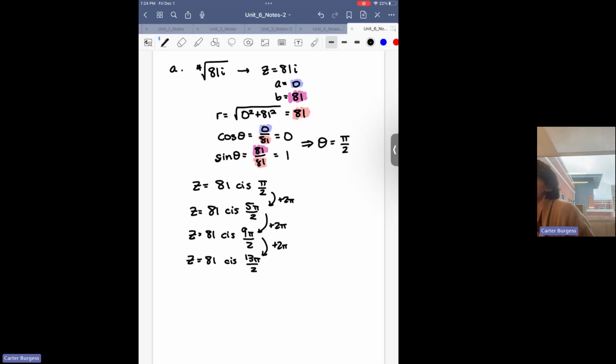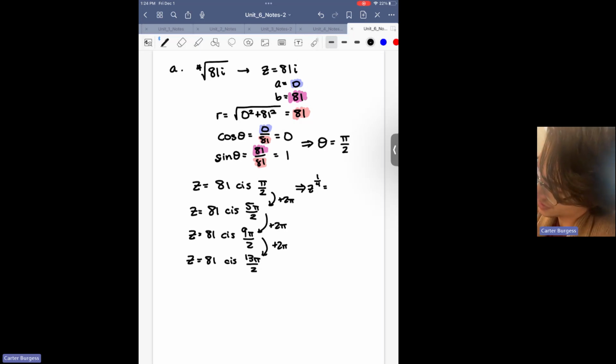If we are taking a fourth root, what power is that the same as? To the 1/4. And so z to the 1/4 is what we are ultimately looking for. According to de Moivre's, if I have z raised to a power, what do I do with r and what do I do with theta? Raise r to the power and multiply the theta. So this is going to be 81 to the 1/4 CIS of 1/4 times pi over 2.